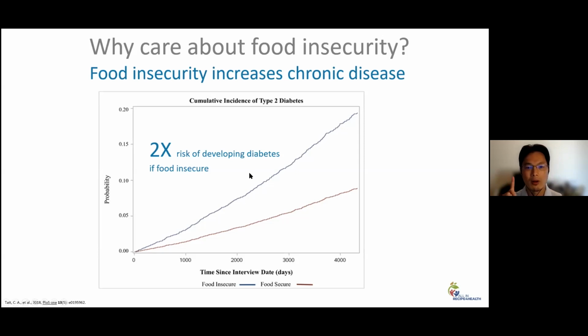And this is just one chronic disease. There are other chronic diseases where there's a connection as well. So hopefully that helps at least answer one part of the question of why we care. I'm going to ask another. What else would be a reason for why we care about food insecurity for your patients?